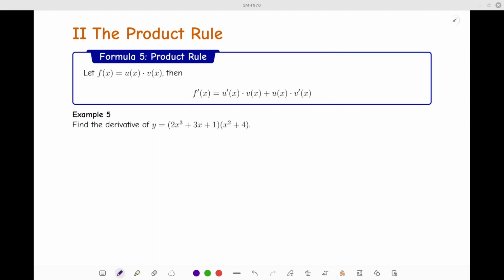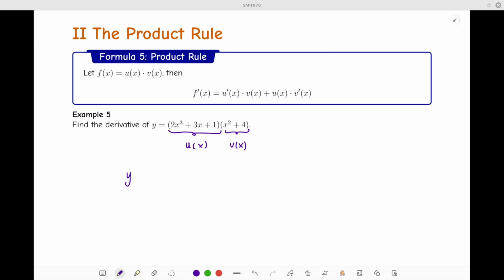Example 5. Find the derivative of y equals 2x cubed plus 3x plus 1 times x squared plus 4. Well, here, the 2x cubed plus 3x plus 1 would represent our first function, or u of x. x squared plus 4 represents our second function, or v of x.